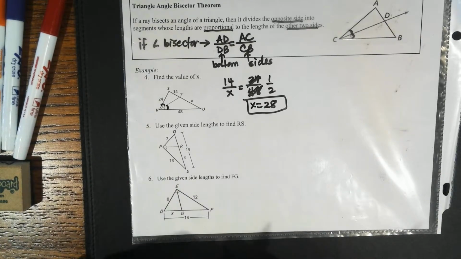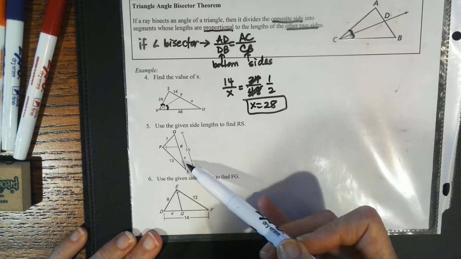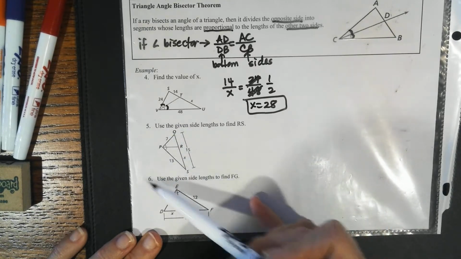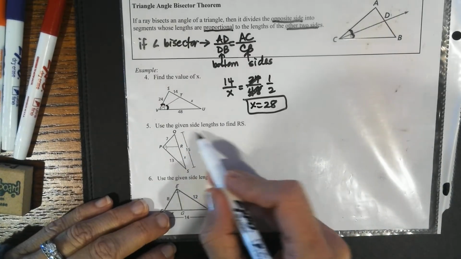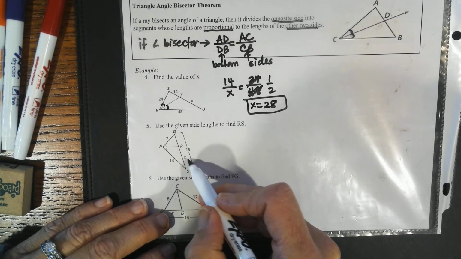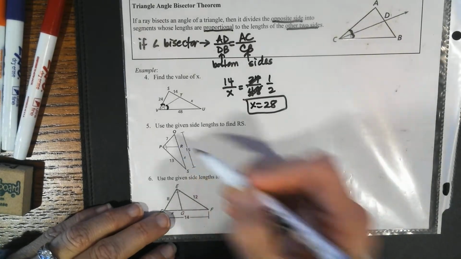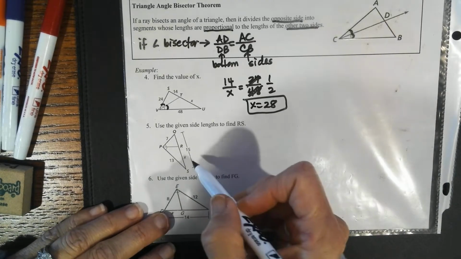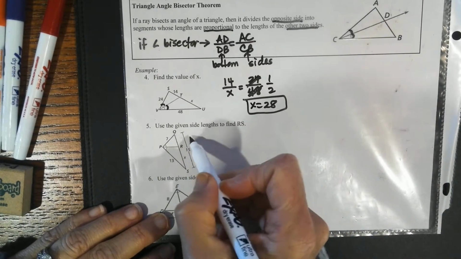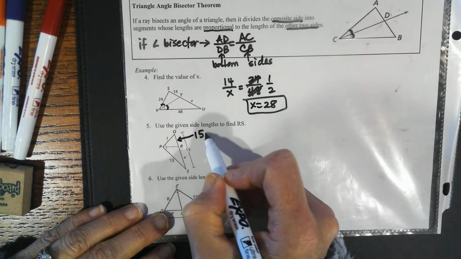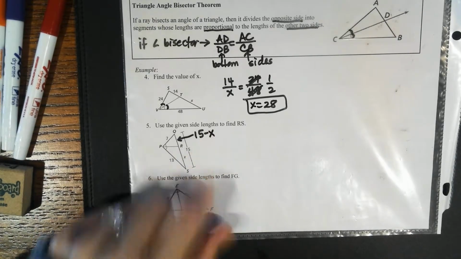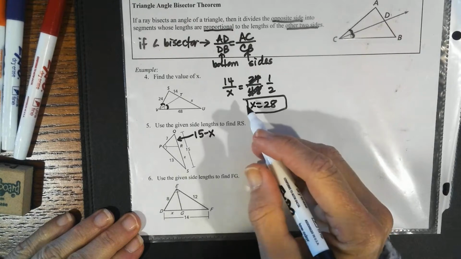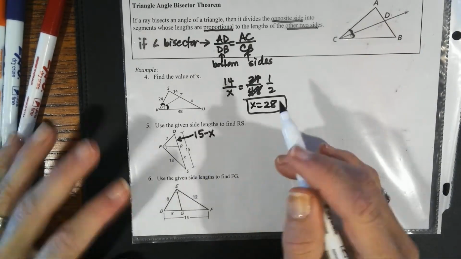Number 5 is slightly different. Same theorem, slightly different, because now instead of having both parts, I have all of this here. And this example also is in the other video that I made, but if you look, use the given side to find RS. So RS is x, that's what we're looking for. But this is not marked, okay? We have to have that marked. So if from here to here is 15, and this is x, then what's left over is 15 minus x. If you didn't learn that trick in algebra, learn it now. It's very handy. Okay, so what you can do is write this proportion.